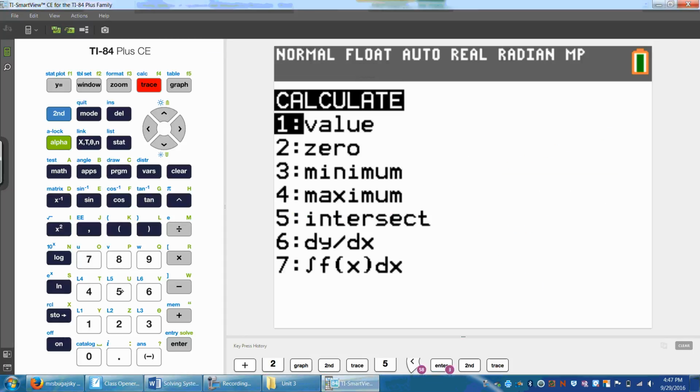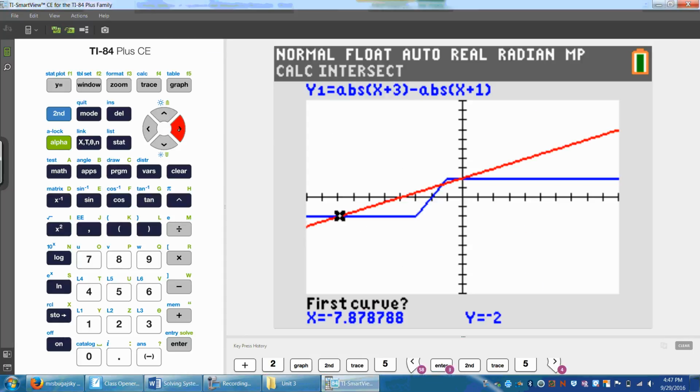Second trace, number 5. Move that cursor back closer to the other intersection point. It might be quicker if I go up to the red graph first. Looks like that might take me less time. Pretty close. Enter for the red, enter for the blue, enter one more time. -4/3, +4/3.